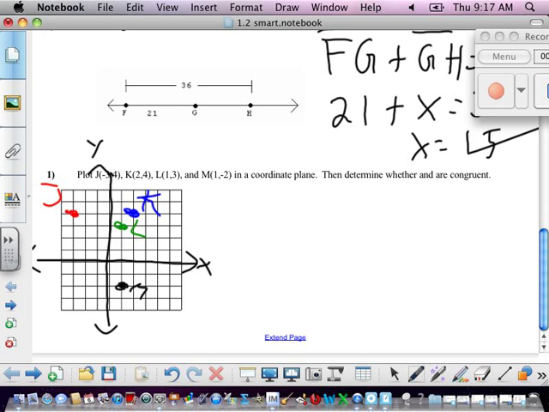Okay, and then we're going to determine whether J to K, right here, is congruent to L to M. So all I'm going to do is count. Okay. I'm going to go 1, 2, 3, 4, 5. So J to K's length is 5. Did anybody else find out anything different?